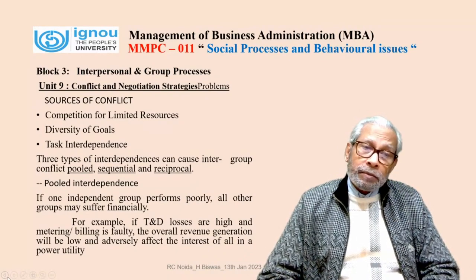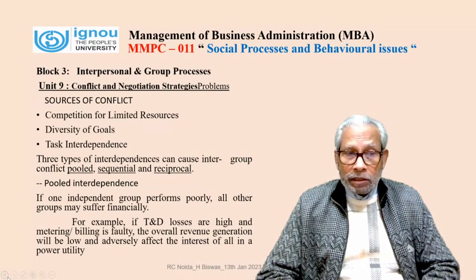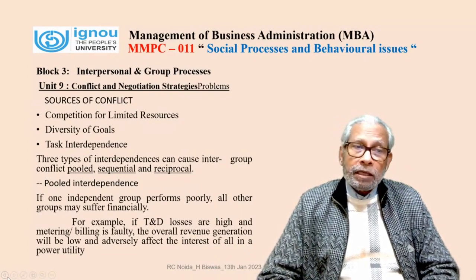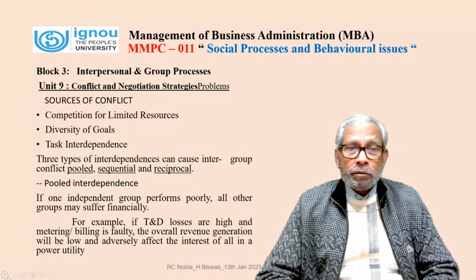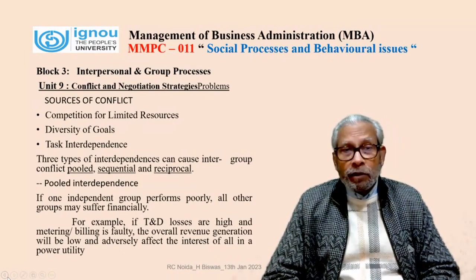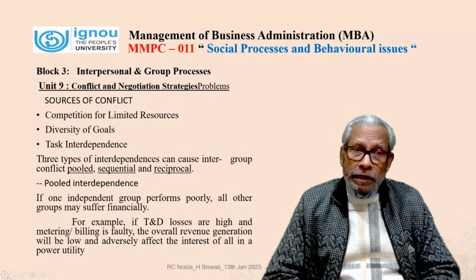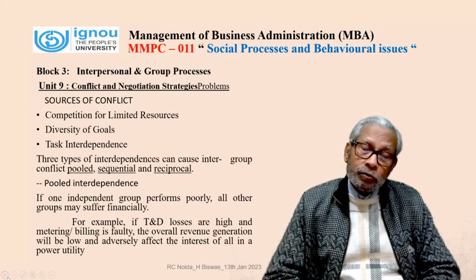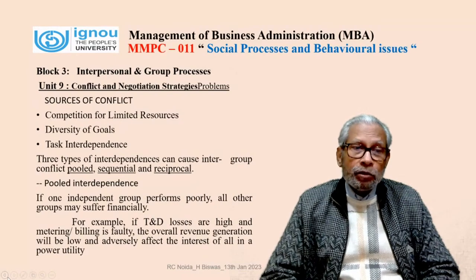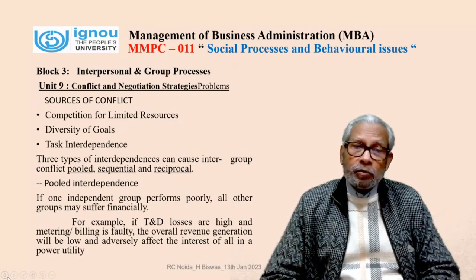Task interdependence. So what is the task there? Some of the areas are dependent, some of the laborers are not capable, the capacity is not there. There is not enough internal knowledge, not enough knowledge to do the work. At that time the conflict will start. So three types of interdependencies can cause intergroup conflict: pooled, sequential, and reciprocal.